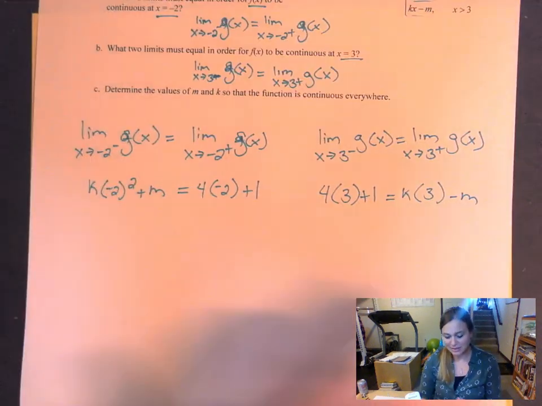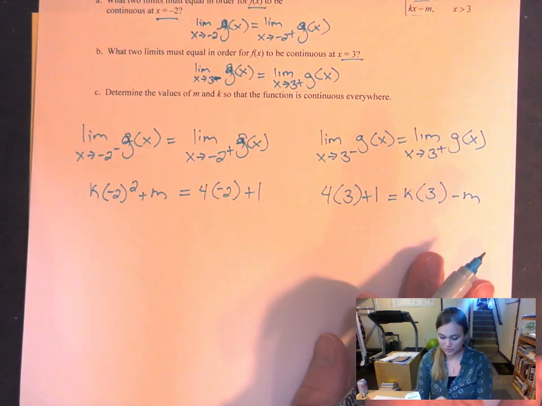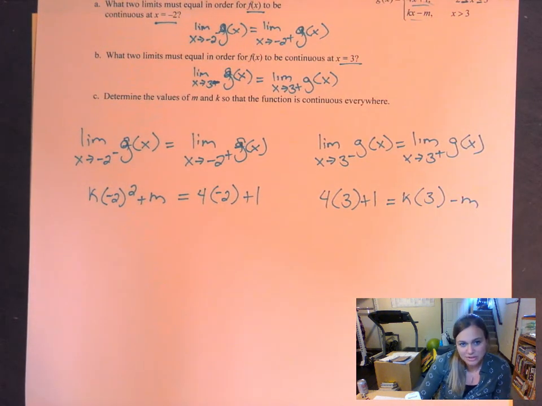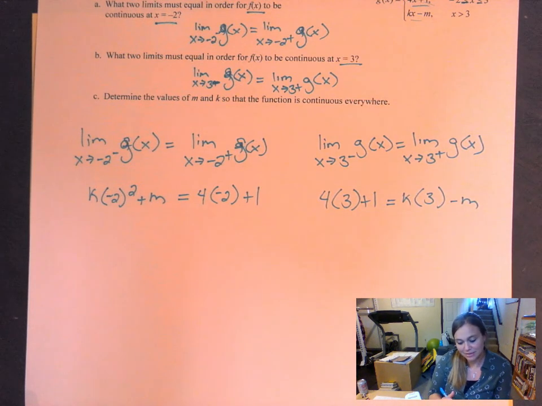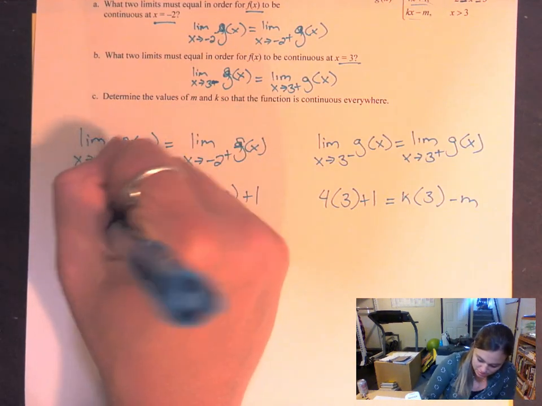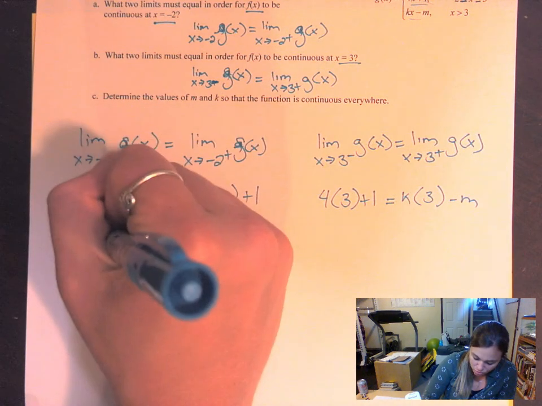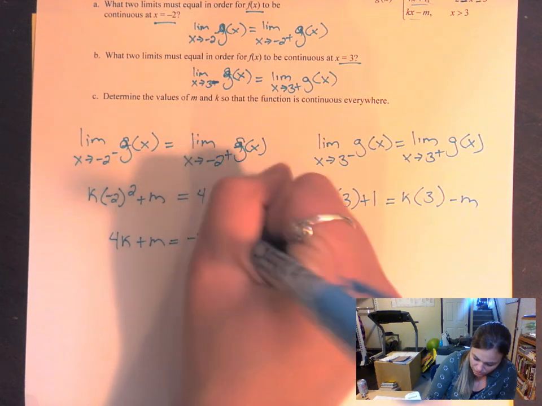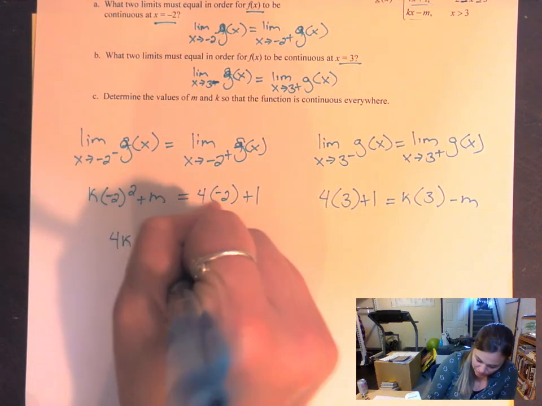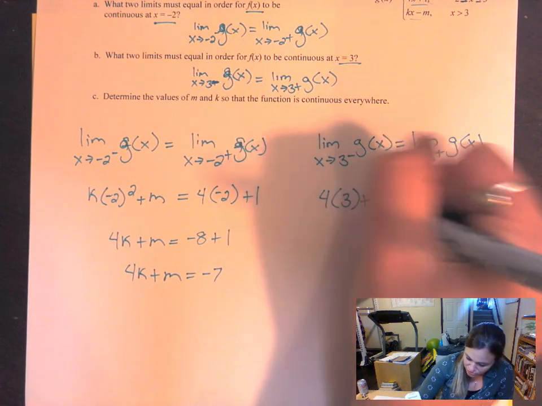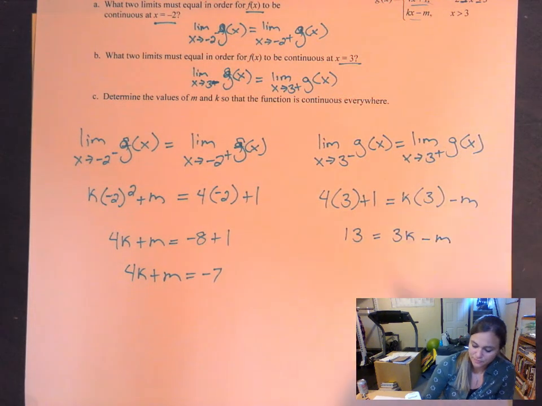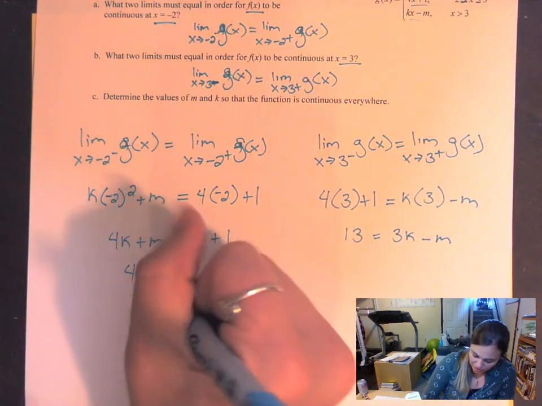Now I've got these messy things, but I've got some k's and m's over here, k's and m's over here, and now I can use a system of equations to put these together. So stop this video, or I'll stop it for you if I use this on Edpuzzle, and try this. So -2 squared is 4. 4k plus m is equal to -8 plus 1, which is -7. Over here, 12 plus 1 would be 13. 3k minus m.